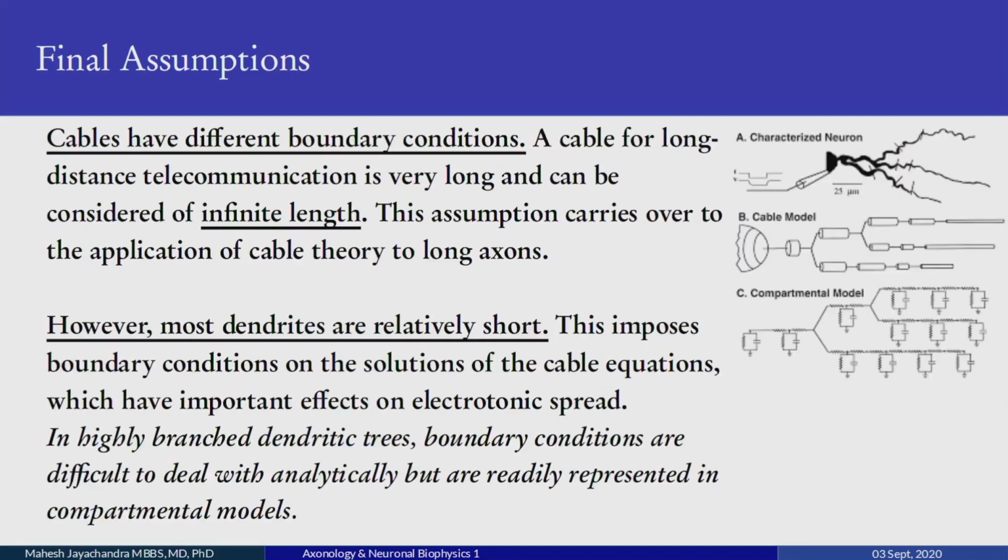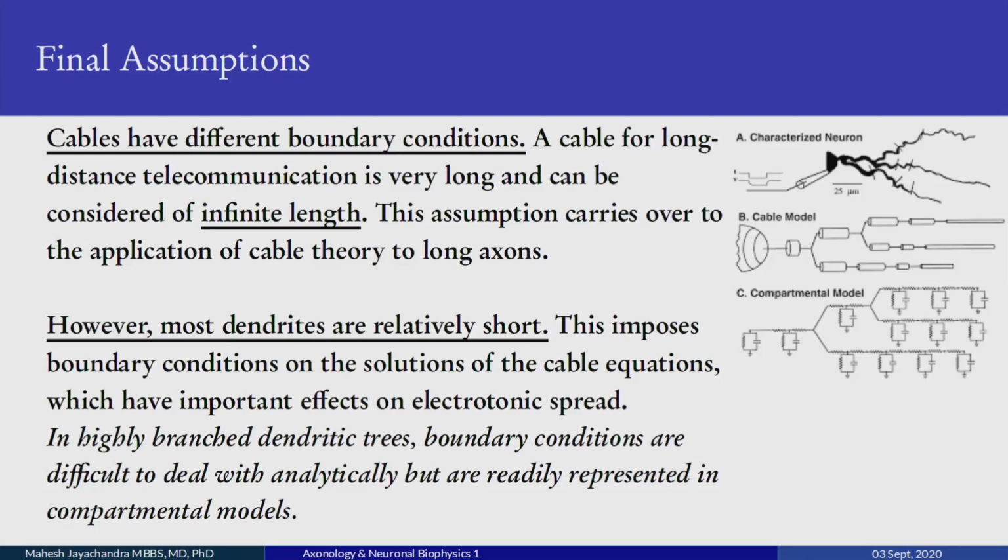So cables. A cable can have different boundary conditions. It can be infinite, or it can be a particular length, and it can be closed or open or partial. So for long distance communication, like a cable in the sea, it is considered of infinite length. And these kinds of assumptions carry over to the application of cable theory to long axons. However, if you look at the dendrites, they are very short. So this imposes boundary conditions on the solutions of cable equations which have important effects on electrotonic spread.